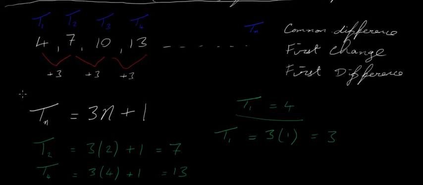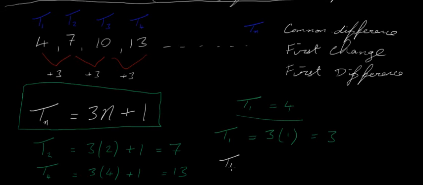So this here is the formula that I can use to find any particular term in this sequence of numbers here. So if I want, for example, say the 50th term, rather than adding 3, adding 3, adding 3, adding 3, and so on until I get to the 50th term, all I need to do is do T50.